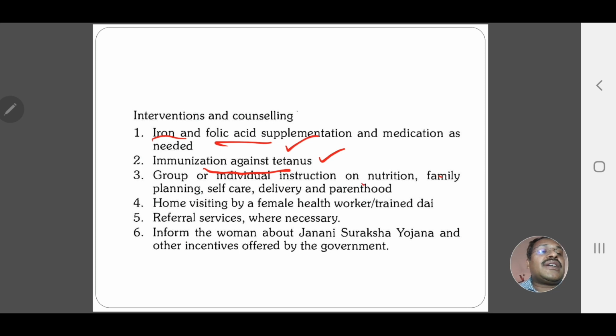And then regarding nutrition, family planning, self-care, delivery, and parenthood, we have to give counseling, and then home visit by female health worker and trained DAI. They will give supplementary nutrition during this time. They will give health advice. They will check for BP, and then referral services where necessary. If the BP is high or if the blood sugar level is high, she will be referred to the higher center. Inform the woman about the benefits, Janani Suraksha Yojana, and other incentives given by the government.